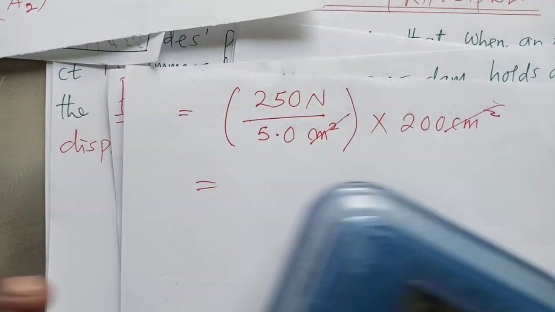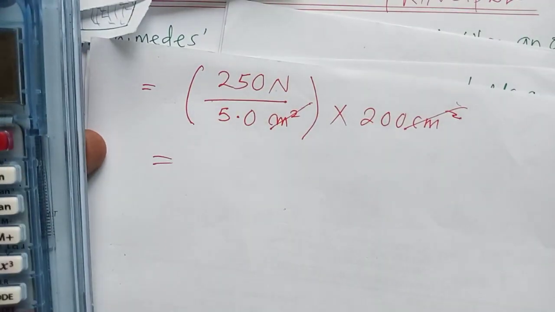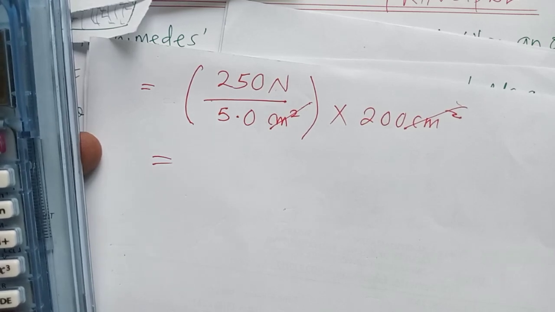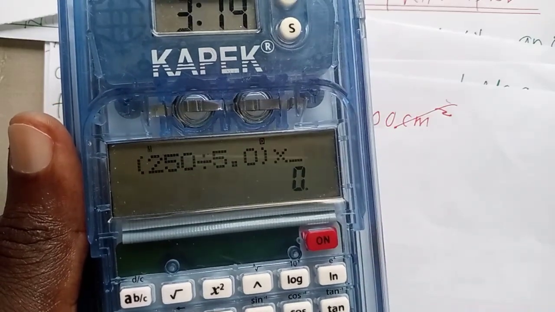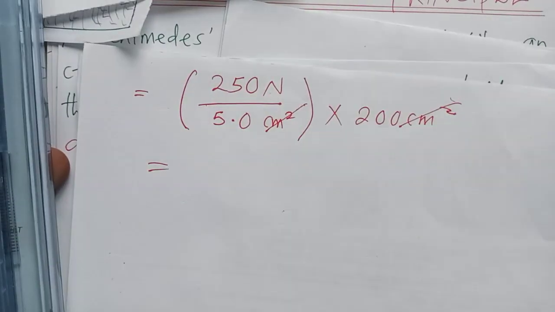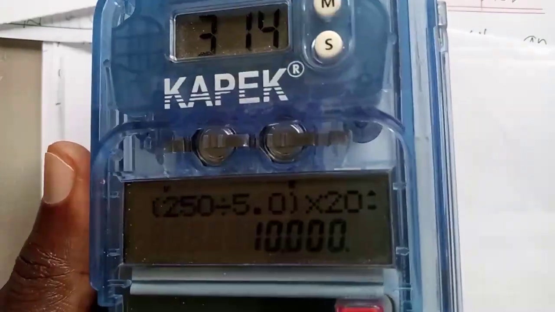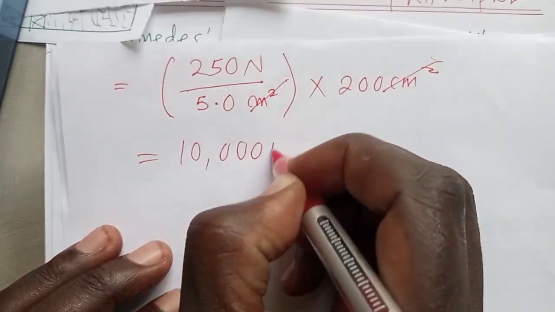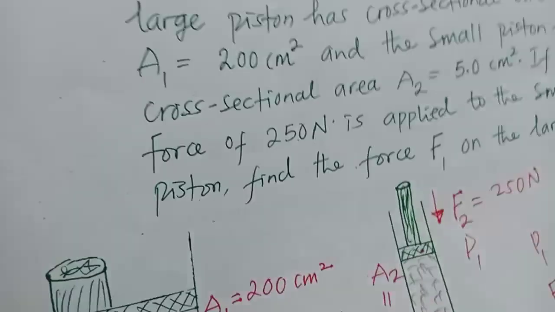So I now bring my calculator here and open bracket. I will just say open bracket 250 divided by 5.0, then I close bracket. You will have something like this. Then you now say multiplied by 200. And now press equality sign. This will give you 10,000 Newton.